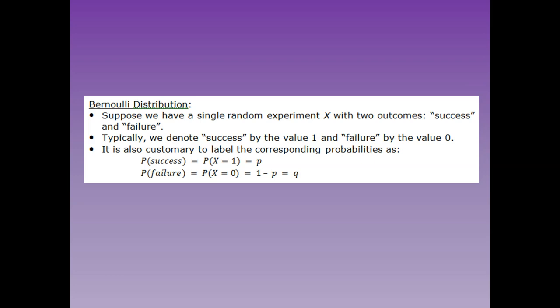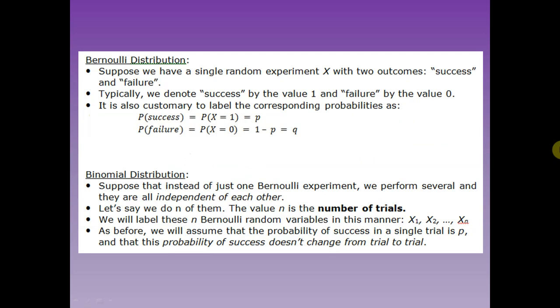It's also customary to label the probability of success as P. Now suppose that instead of just one Bernoulli experiment, we perform the same one over and over again. So instead of flipping a coin once, we flip it 8 times. In general, let's say we do n repetitions, then the value n would be the number of repetitions or the number of trials, which is the conventional phrasing there.